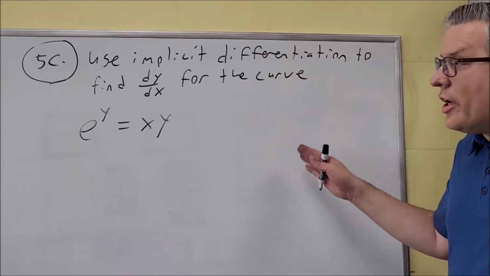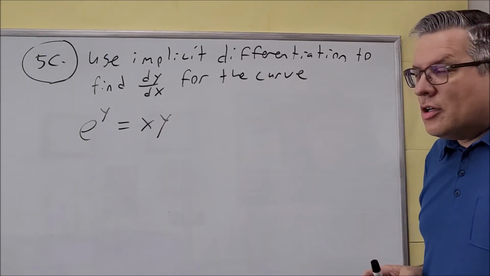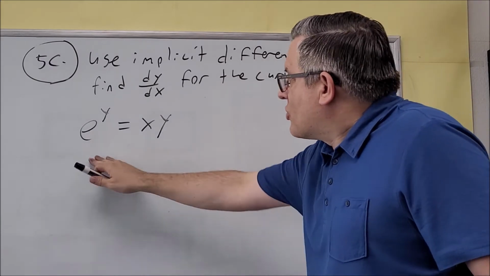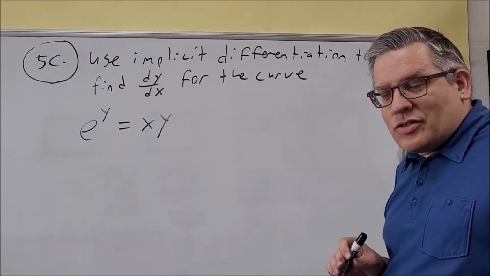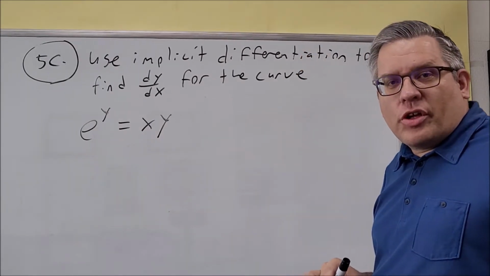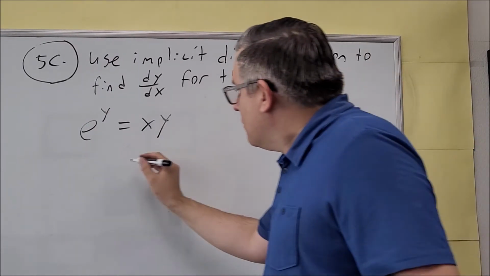For 5c, we have an e involved there. So again, this process is still the same. You're going to take the derivative of both sides with respect to x. Now this one is going to use that formula e to the u times u prime.